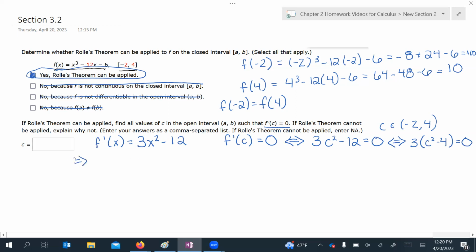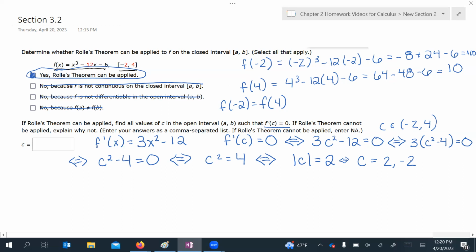Applying the zero product property, this is going to occur if and only if c squared minus 4 equals 0, which happens if and only if c squared equals 4, giving us the absolute value of c equaling 2. Absolute value of c equals 2 if and only if c equals +2 or c equals -2. So which is the correct one, or do we have multiple? Well, we do want to find a value of c. Remember, that is between -2 and +4.